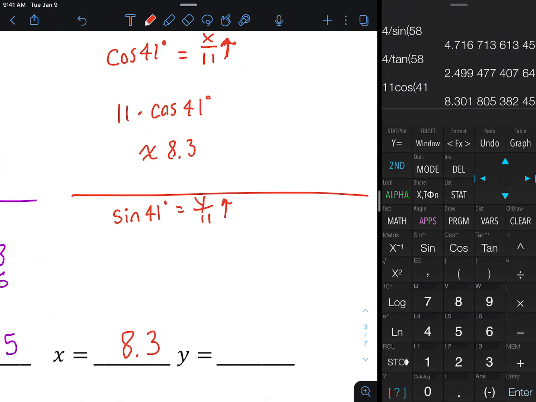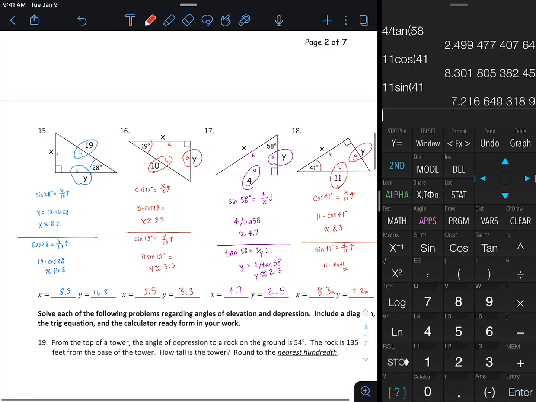But anyways, variables in the numerator, you'd multiply both sides by 11, or you could think of cross multiplying, and that's 11 times the sine of 41 degrees. That's roughly 7.2 units, and that's it right there on that section.